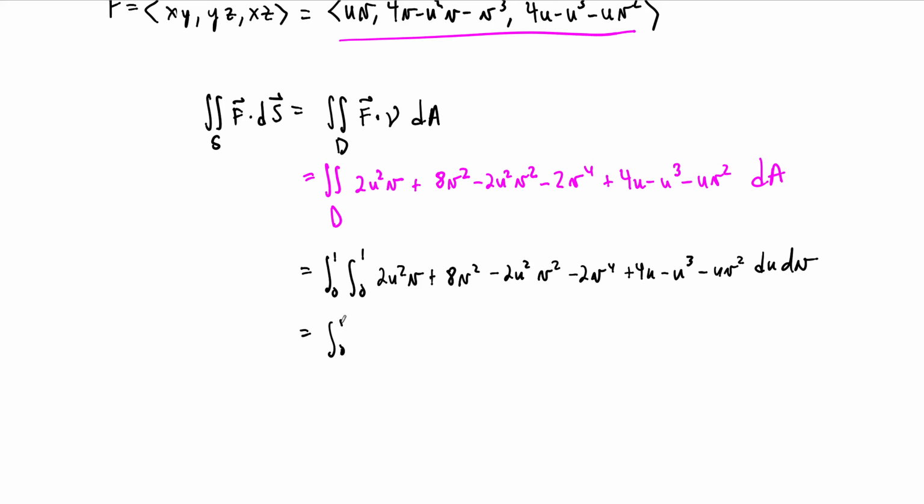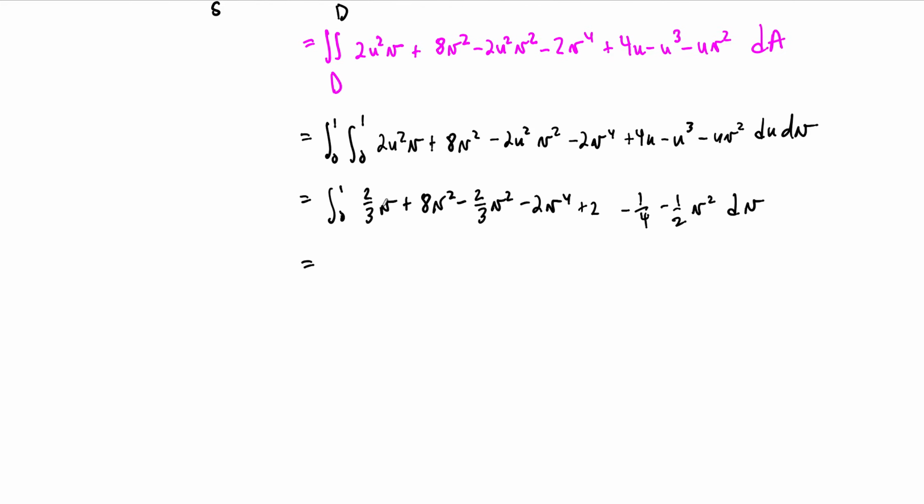So integral 0 to 1. By the way, when you integrate, we're going to then plug in the bounds 0 and 1. So this becomes 2/3 v plus, that's just 8v squared, minus, this is another 2/3 v squared. And this is minus 2v to the fourth. This is plus 2u minus 1/4, not 2u, it's just 2. All right, 2 minus 1/4. And then finally, minus a half v squared, all dv.